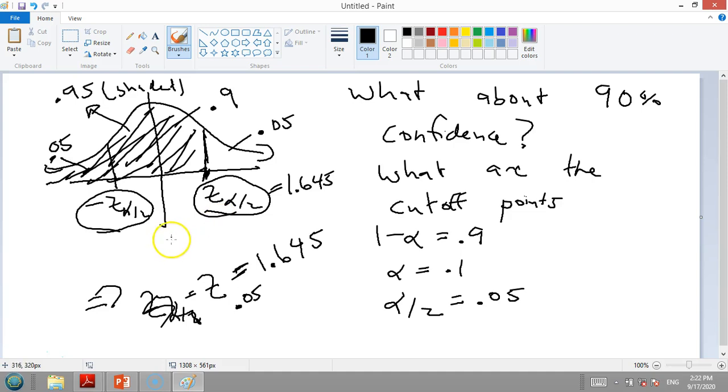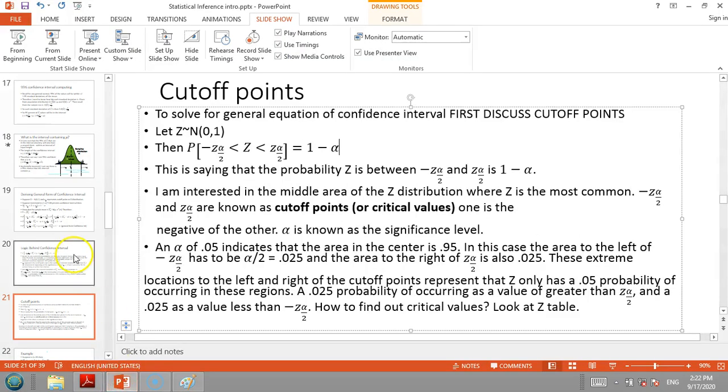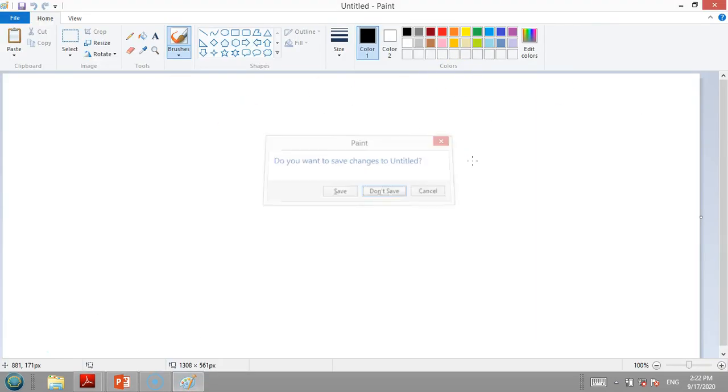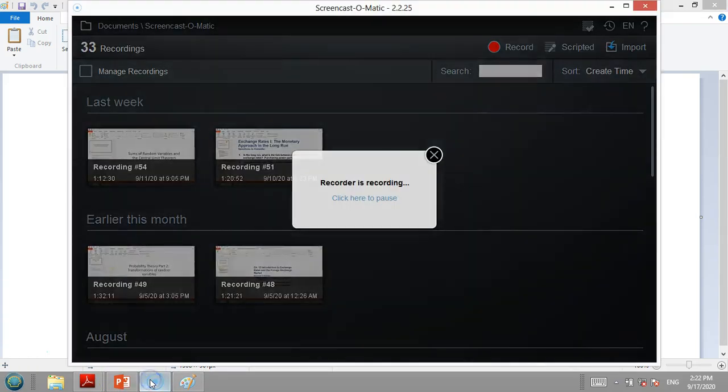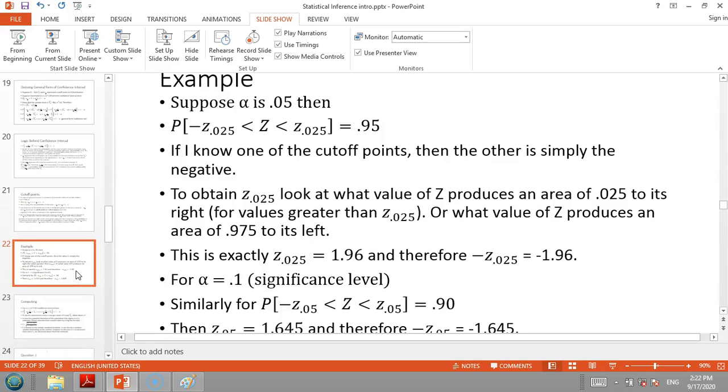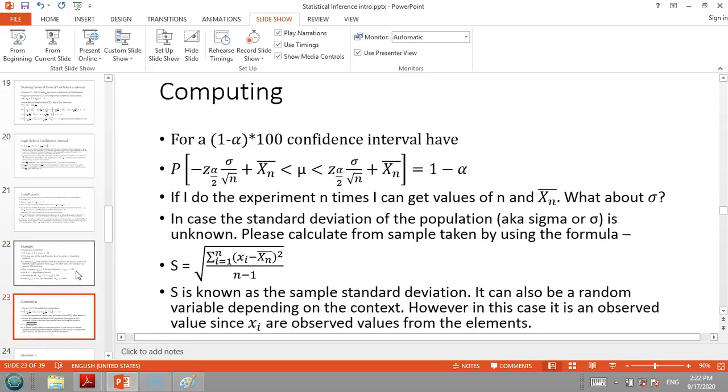Okay, and this is the negative one, like this. These are the two cutoff points there. Okay, so I did this now. And the example is here, so you can just look at the example, okay?